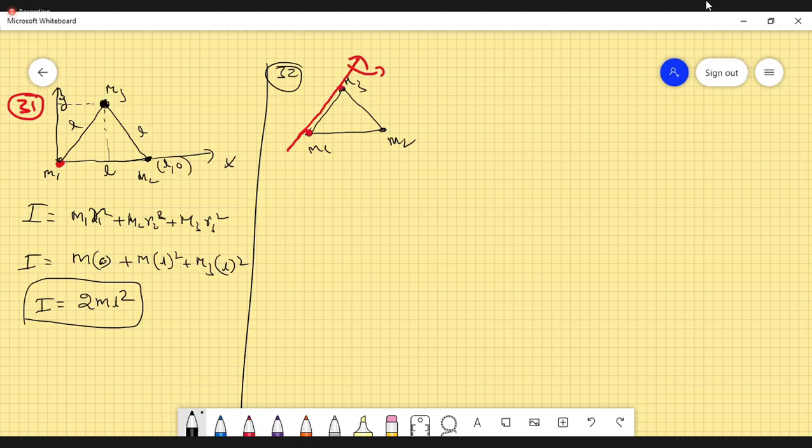See here, m1 is 0, r1 is 0, r3 is 0. Then what will happen? R2 is nothing but this, you have to calculate the perpendicular distance. So from here to here, this distance I'll calculate. Exactly this distance. Okay, how much is this distance?